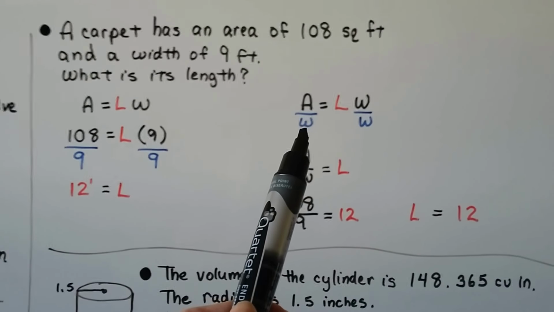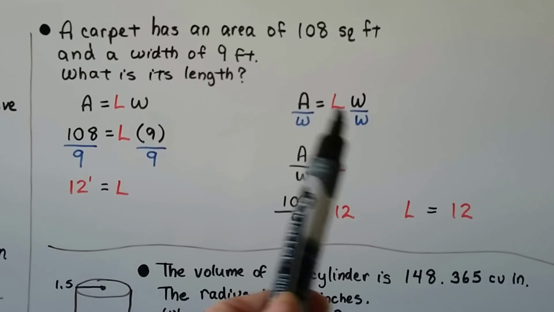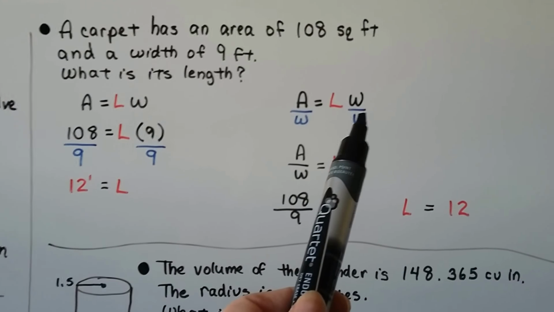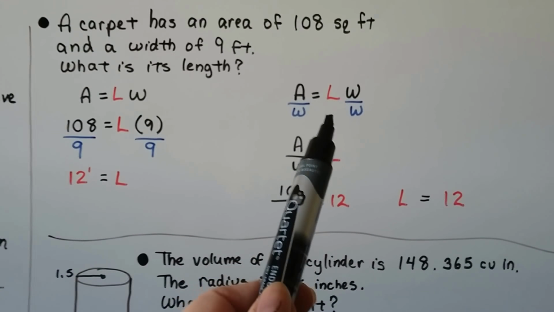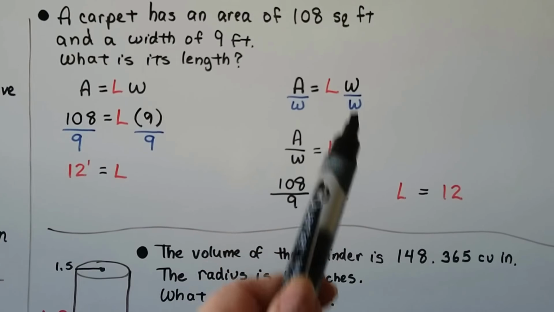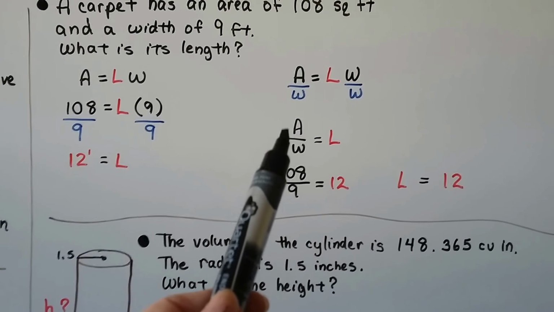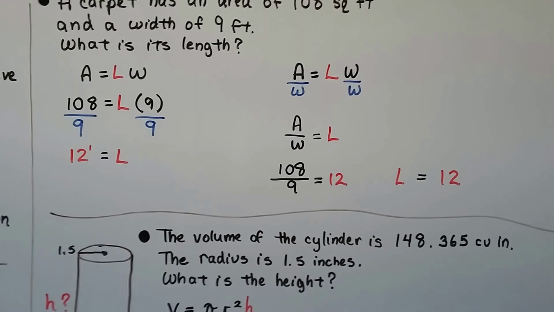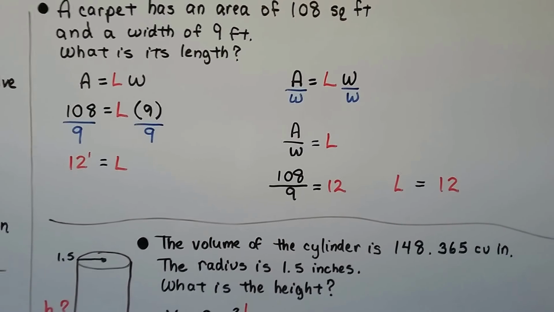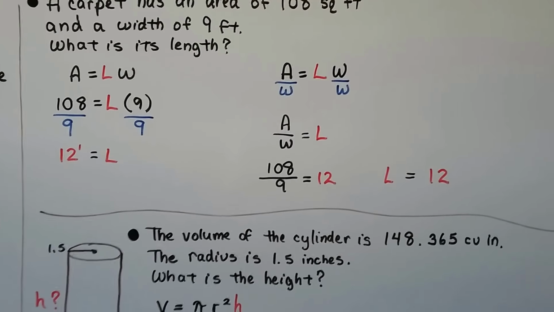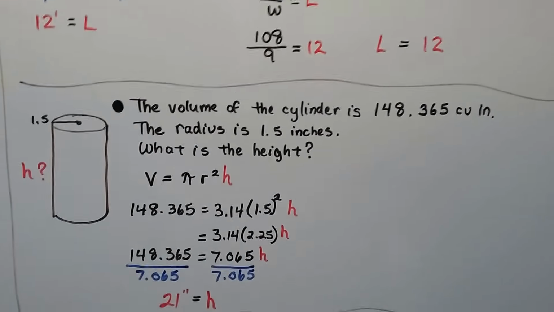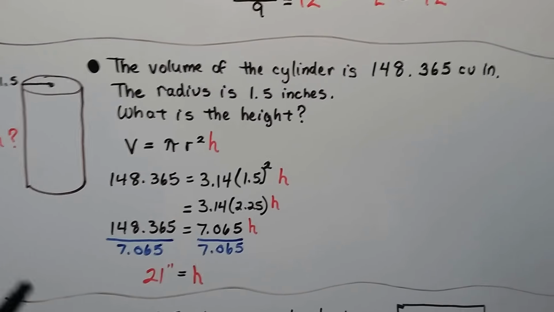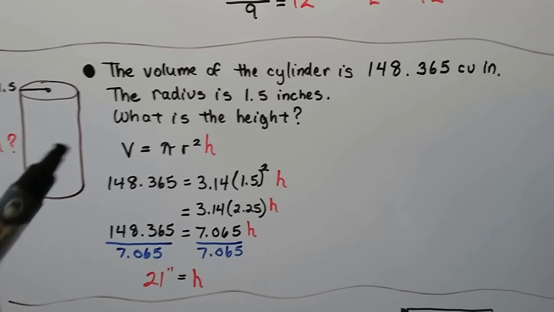If we rearrange the formula, we can divide both sides of the formula by the W to isolate the L. Now we have a 1 because it's the same numerator and denominator. And on this side, we have area divided by width. Either way, we're going to get a 12. See? That's quicker. I think so anyway. You may feel differently.